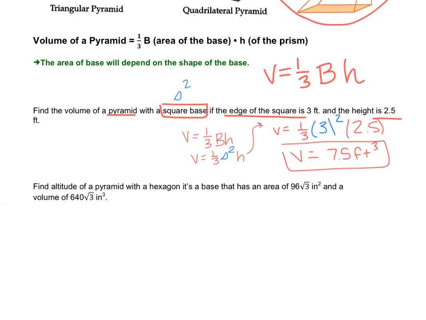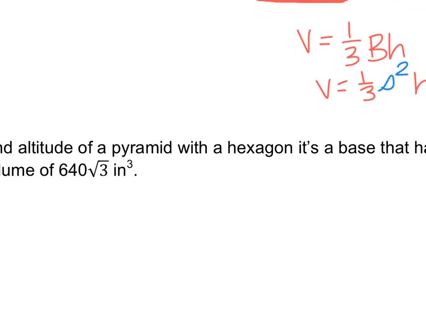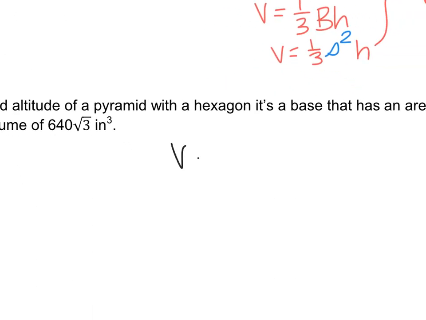Now for this next example, we want to find the altitude of a pyramid with a hexagon as its base that has an area of 96 radical 3 inches squared and a volume of 640 radical 3 inches cubed. This question looks very complicated, but it's actually pretty straightforward. The first thing we do is write down our volume formula of 1/3 bh. So volume equals 1/3 bh.